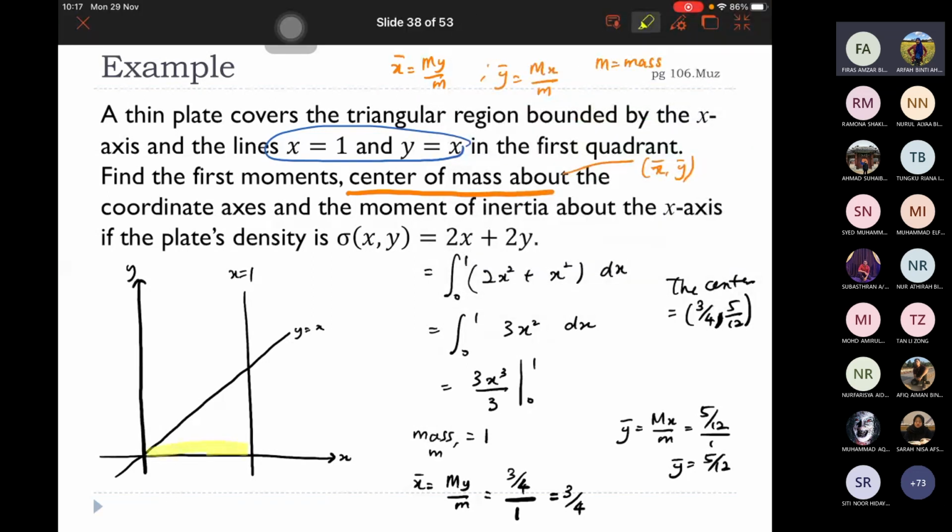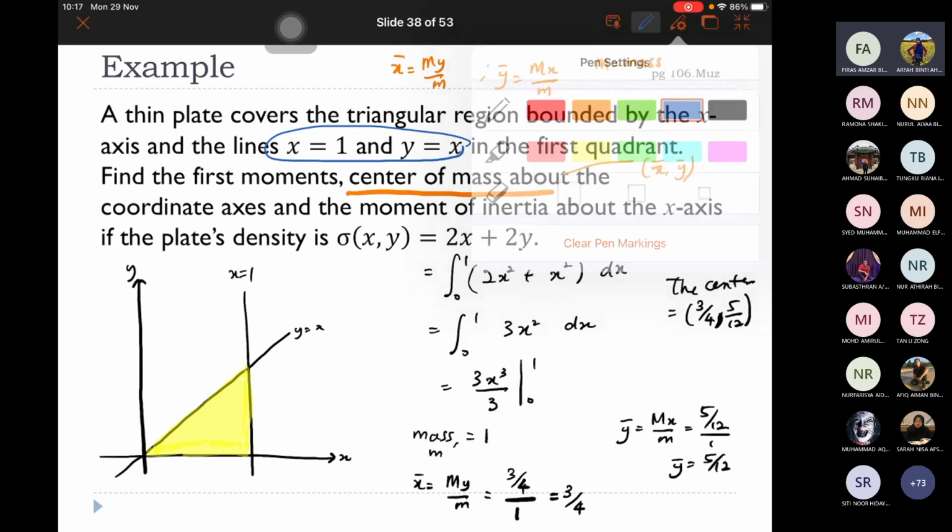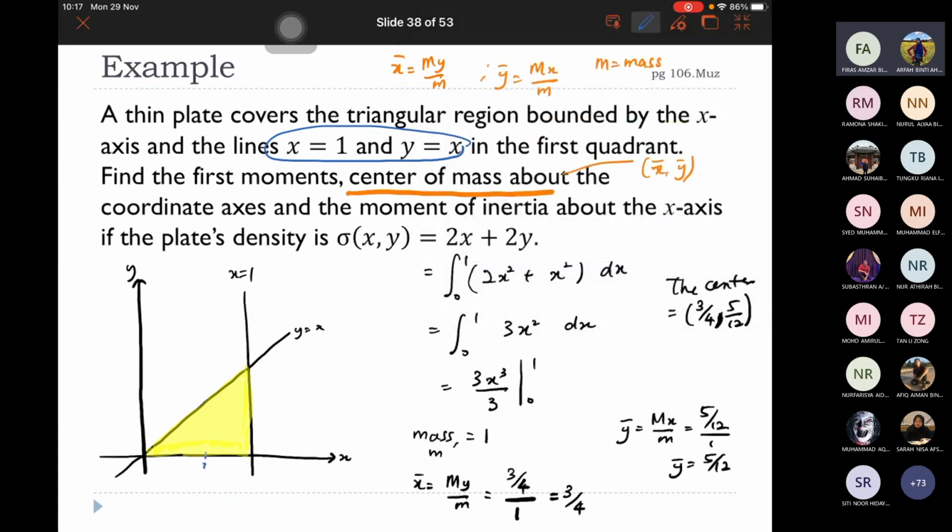So from here, ini adalah dia punya sketching. Okay. So center dia terletak dekat 3/4 dan juga 5/12. Meaning that let's say dekat sini adalah 3/4 dan dekat sini adalah 5/12. So pusat dia terletak dekat over here. So ini adalah dia punya center, iaitu 3/4 dan juga 5/12.